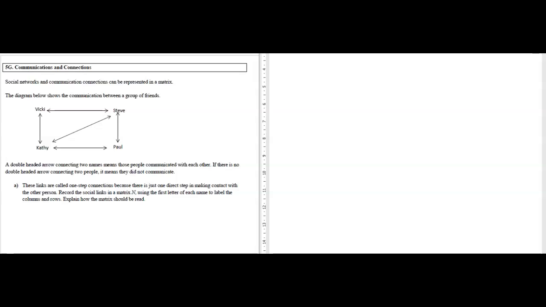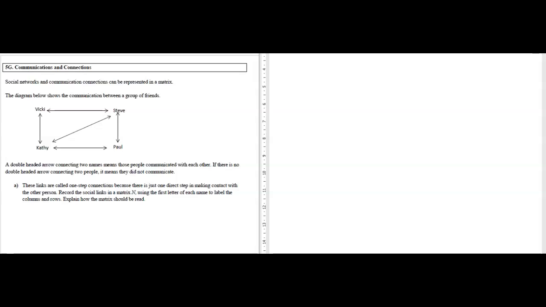So these links are called one-step connections because there is just one direct step in making contact with the other person. Let's say Vicky wasn't talking to Paul. Vicky might say to Kathy, "Oh, can you tell Paul that I'm not happy that he didn't bring the bins in last week." That would then be two steps. Vicky can still communicate with Paul, not directly, not in one step, but she can via Kathy or through Steve. And that is a two-step communication.